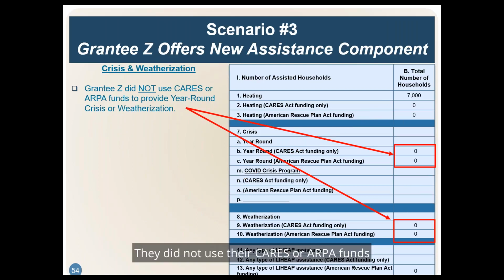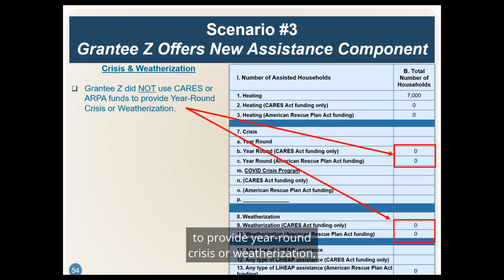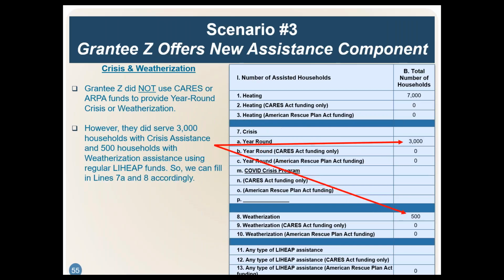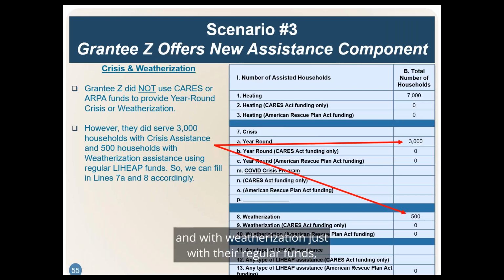They did not use their CARES or ARPA funds to provide year-round crisis or weatherization, so we would put 0 on those lines. But they still served households with crisis and with weatherization just with their regular funds. So the total number of households we would fill into those lines, as is shown here.